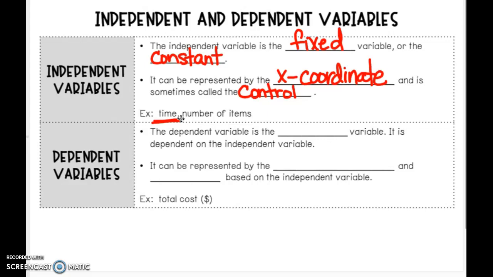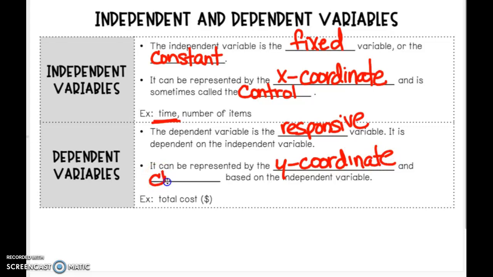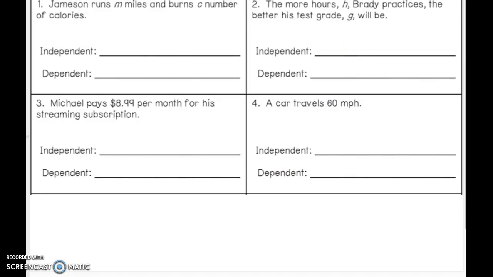The dependent variable is the responsive variable. So it is dependent on whatever the independent variable is, and it can be represented by the y coordinate. And it changes based on whatever the independent variable is. So total cost, for example, could be the y, which depends on the number of hours that maybe you're getting paid for. So the cost would change depending on that. So we're going to look at some examples here.